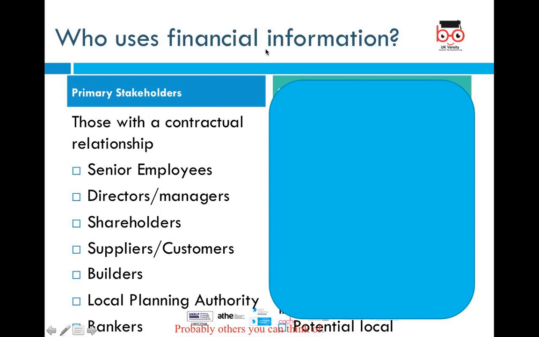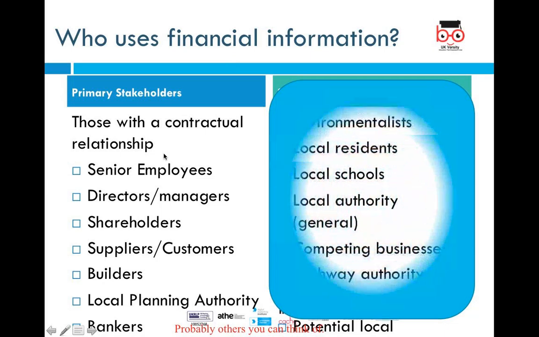For example, a bank needs financial information to lend money to that particular business, or to know the current position of the business, what is the financial position of the business, assets and liabilities, profit and loss, everything. So suppliers, customers, if I want to make an agreement with this company, I need to see the solvency position of the business. So these are the primary stakeholders of the business who have a contractual relationship with the business. They need the financial information.